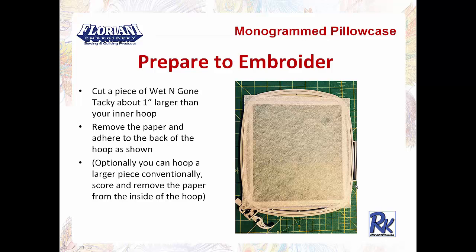You want to cut a piece of Wet and Gone Tacky about 1 inch larger than your inner hoop, remove the paper, and then adhere the stabilizer to the back of the hoop as shown in the picture here. This method will save you a little bit of stabilizer and you don't actually have to hoop it, but you could always hoop it conventionally and score the top and then remove the paper to expose the adhesive. So either way you want to do it is up to you.